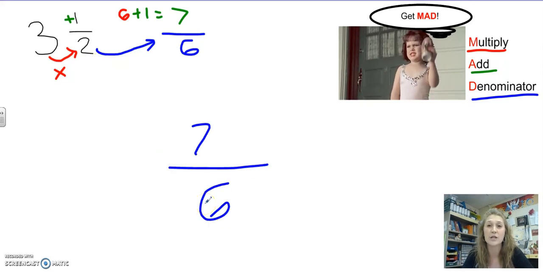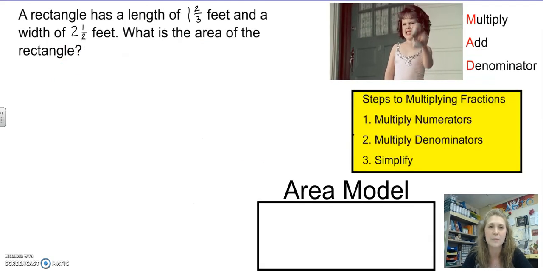Remember, an improper fraction just means that the numerator is bigger than the denominator. Our whole is within that fraction. So let's use this piece of information to solve this problem. A rectangle has a length of 1 2/3 feet and a width of 2.5 feet. What is the area of the rectangle?